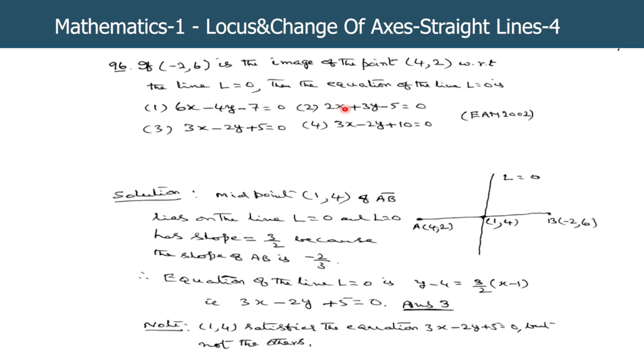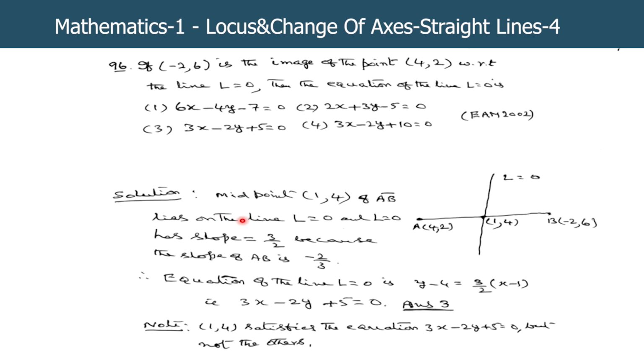96. If minus 2 comma minus 6 is the image of 4 comma 2 with respect to the line L equal to 0, then the equation of the line L equal to 0 is: 1) 6x minus 4y plus 7 equal to 0, 2) 2x plus 3y minus 5 equal to 0, 3) 3x minus 2y plus 5 is equal to 0, 4) 3x minus 2y plus 10 equal to 0. EAPCET 2002.